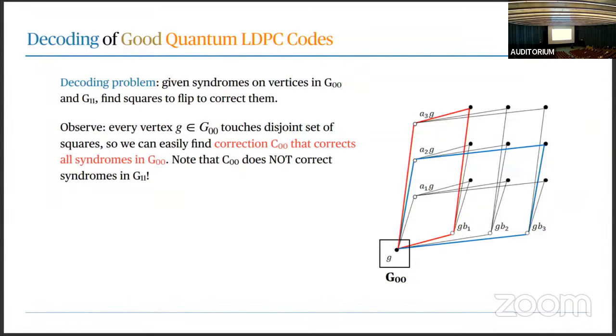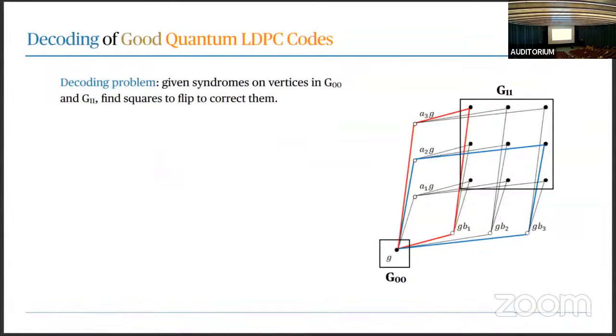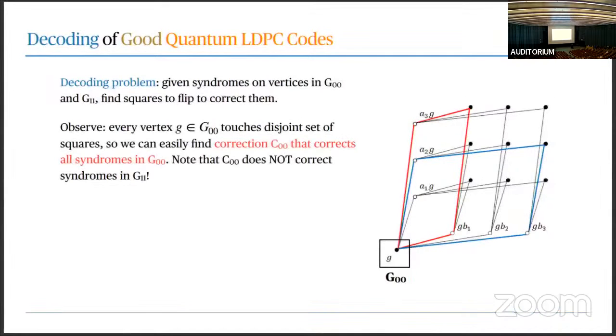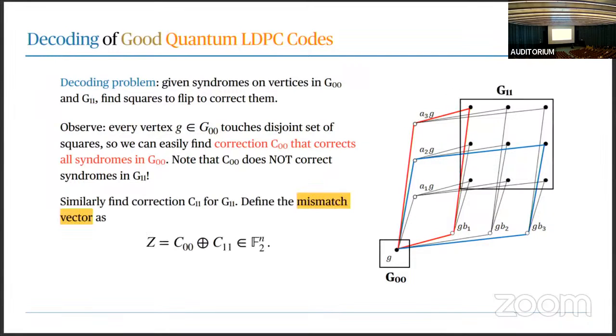Now that does not solve our problem. That doesn't even solve half of our problem, because the other half of syndromes, G11, is not going to recognize that correction. It's going to say this correction flips a bunch of syndromes on me. It doesn't do anything good for me. Okay? But this does solve all the syndromes on G00. And similarly, you can find a correction C11 that will fix everything for G11 and flips things here that is erroneous.